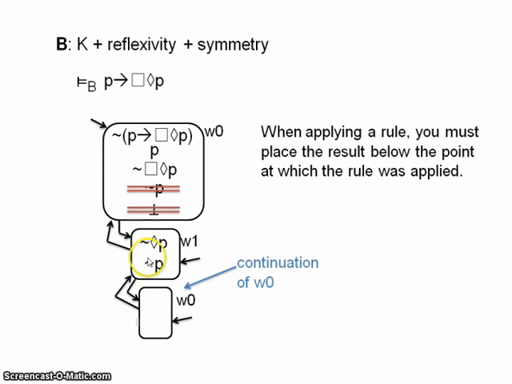We simply derive not P in W0 from this not possibly P, and that obviously contradicts P, so we close the tree. These are the same world. It's just a continuation of it, a new copy of it. So I think that's fairly simple.